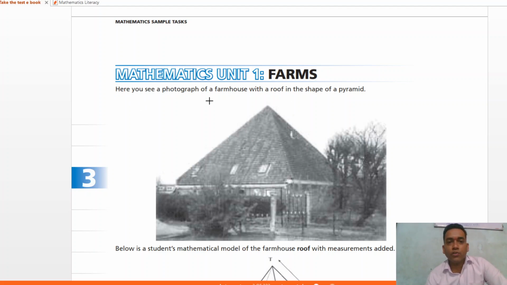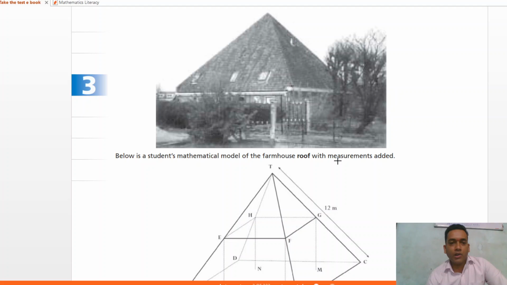Here you see a photograph of a farmhouse with a roof in the shape of a pyramid. Generally in CCT based questions, a diagram or a picture is given, and the question is based on that picture or diagram or graph sometimes. So here it is written that this is a farmhouse and its roof is in the form of a pyramid. Now below is a student's mathematical model of the farmhouse roof with measurements added.